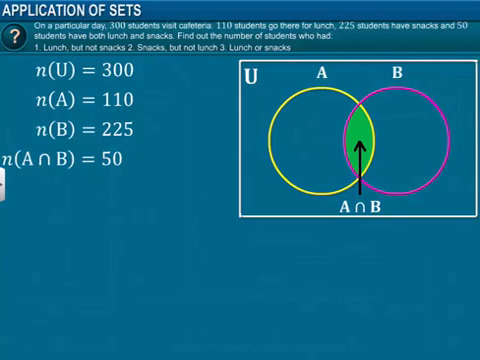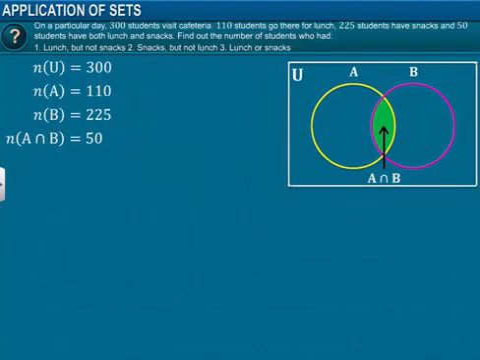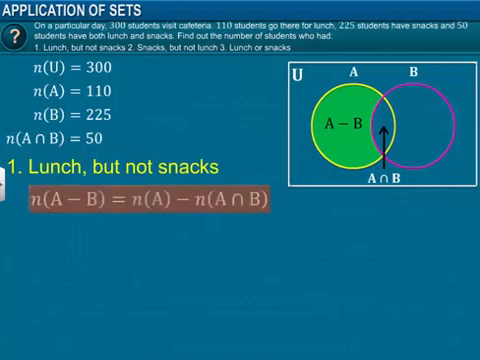Now, we will find the number of students who had lunch but not snacks. From the Venn diagram, this is given by the set A minus B. The number of elements of this set is given by the number of elements of set A minus the number of elements of set A intersection B. Using the values, we get the number of students who visited the cafeteria only for lunch as 60.